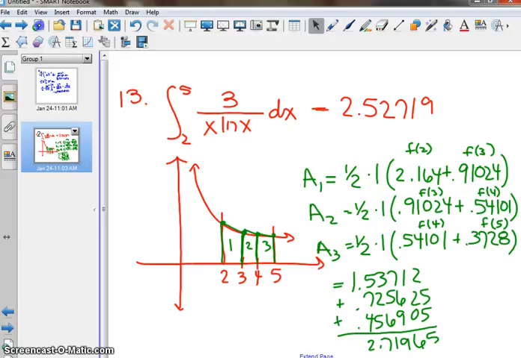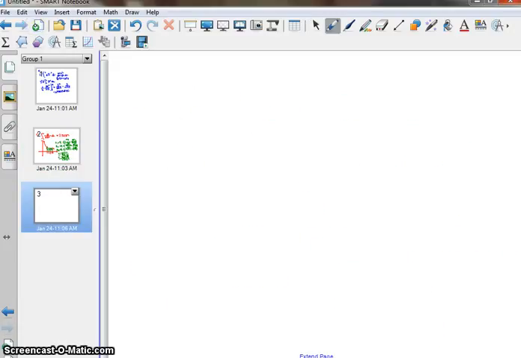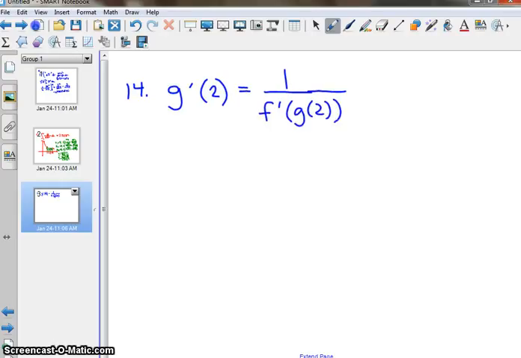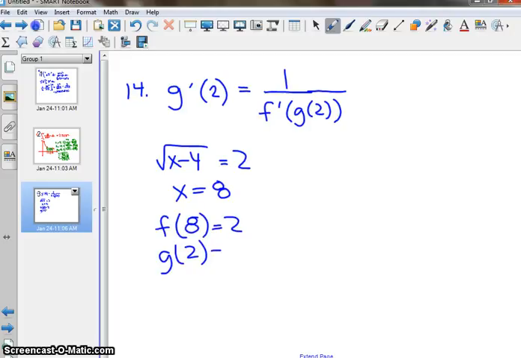Number 14. Find g prime of 2 if f of x equals square root of x minus 4, and f of x and g of x are inverse functions. So you could have just found the inverse and worked this one out, or you could have used the formula, which looks like this. So square root of x minus 4 is equal to 2 at x equals 8. So that means f of 8 equals 2 and g of 2 equals 8. So that means I can replace my g of 2 with an 8.